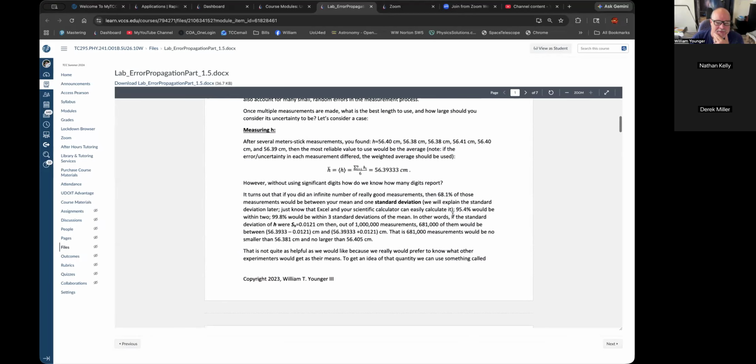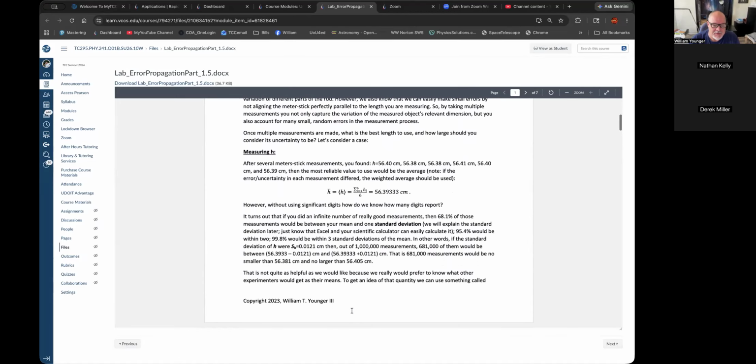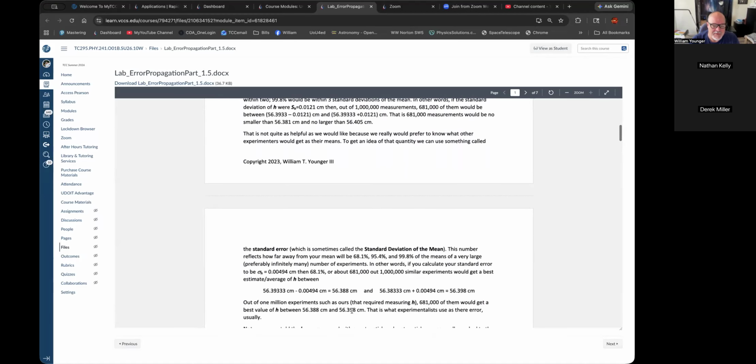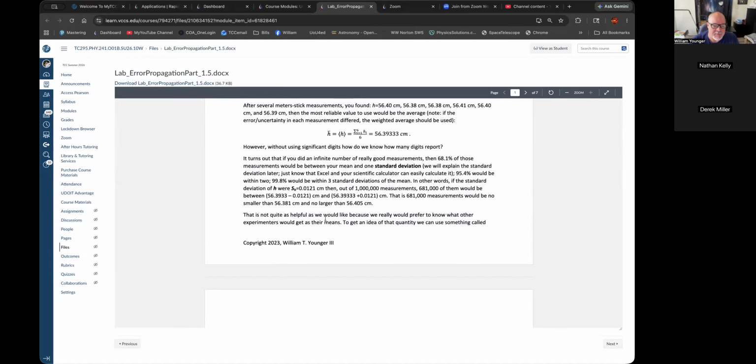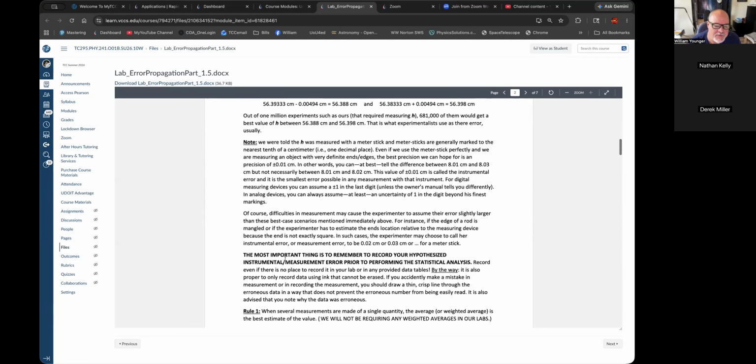Basically, what I did is I started off with this page showing you the 56.39333. I even showed you this standard deviation, and then I calculated the standard error by taking that standard deviation and dividing it by the square root of 6. As you can see, that standard error turned out to be 0.00494. That's where I calculated it. Those were the values I was using; I wasn't calculating them in real time. So this tells all those rules.